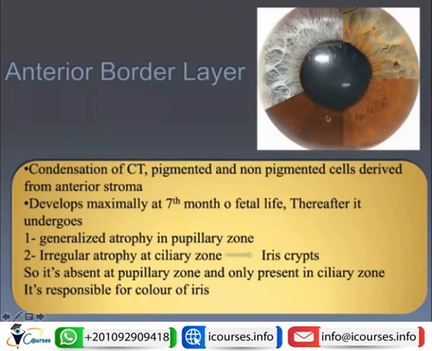The anterior border layer is absent at the pupillary zone and only present in the ciliary zone. This is important to be asked in the MCQs. And this layer contains melanin, so this is the one which is responsible for the color of the iris.